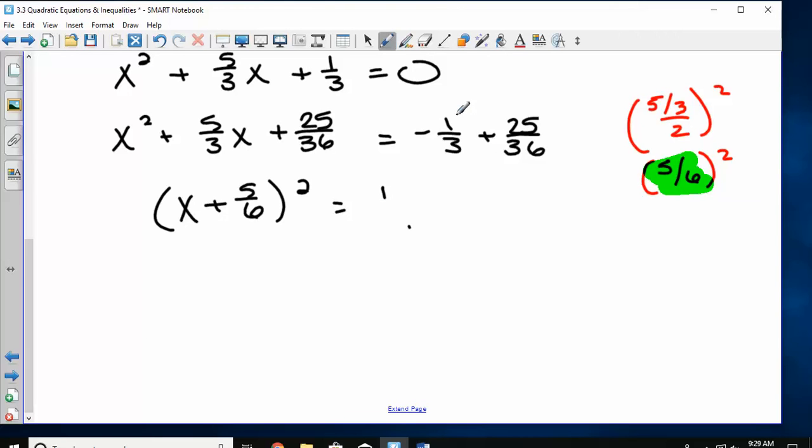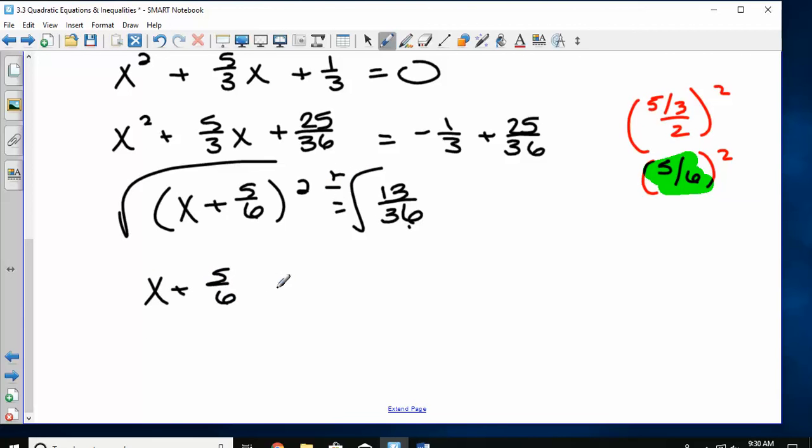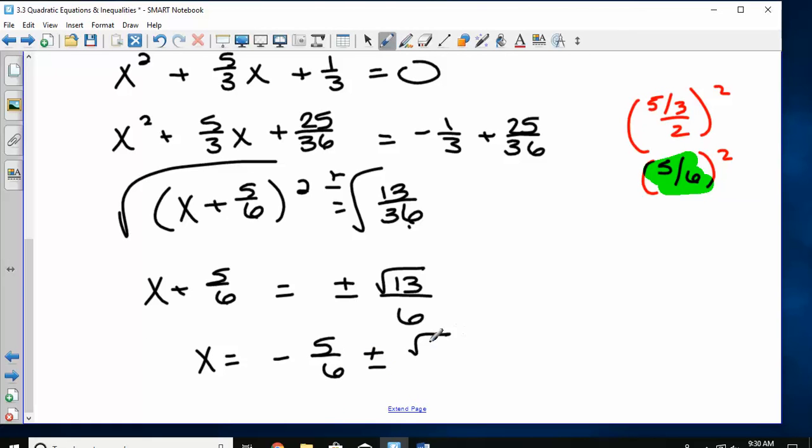Let's see. No, it should be 13 over 36. Sorry, I was doing 13 over 26. I don't know what I was thinking. Okay, so then right there, square root, plus and minus. So we get square root of 13, square root of 36 is 6. Subtract over your 5/6. Because of the radical, I can't combine them, but keep in mind if it didn't have a radical, I would want you to go ahead and simplify.